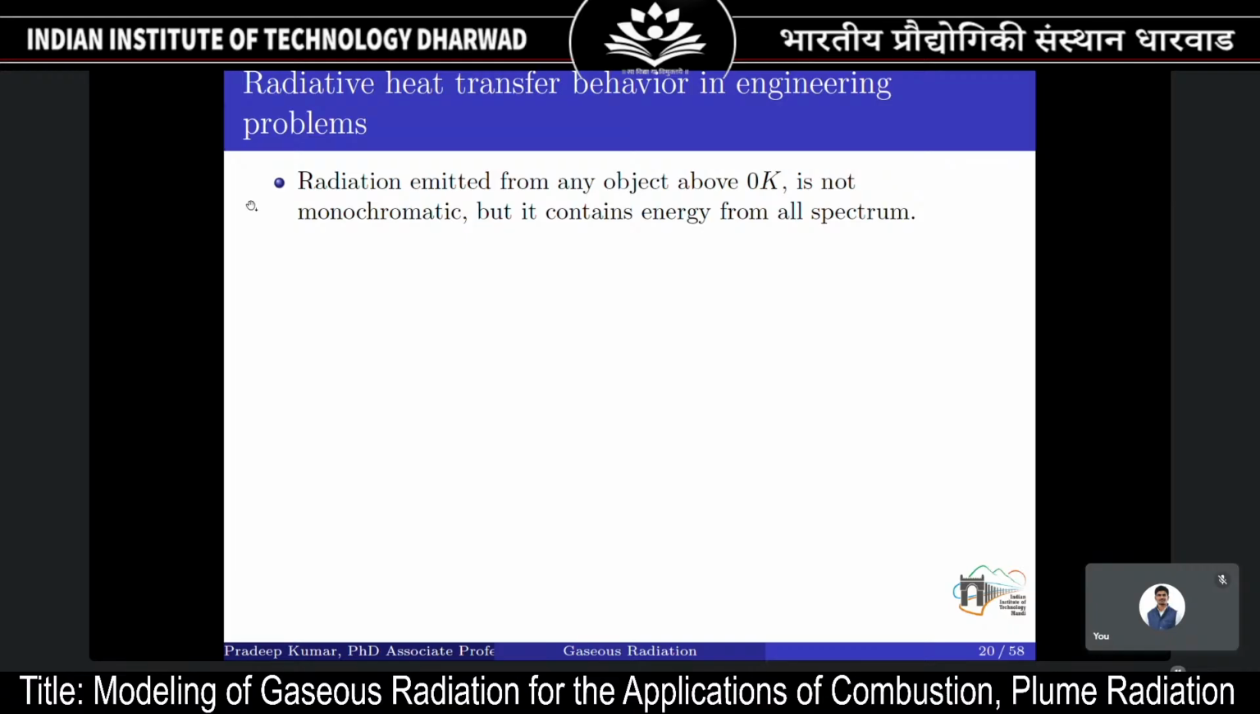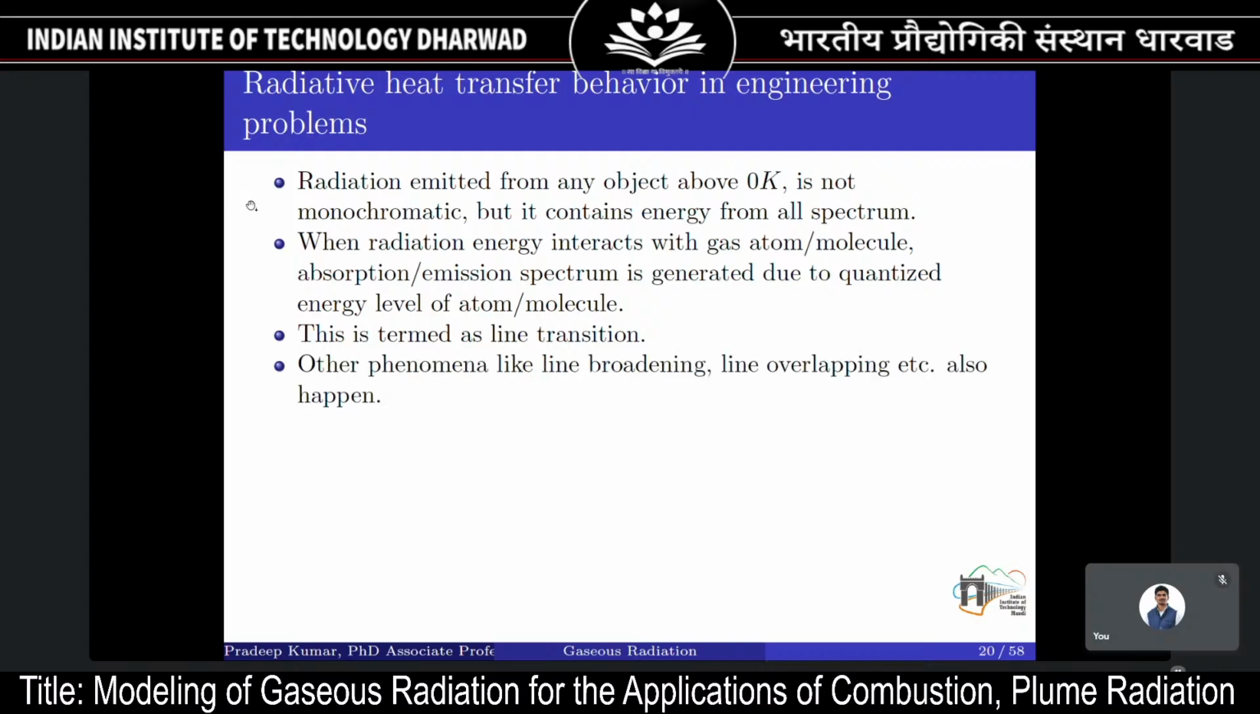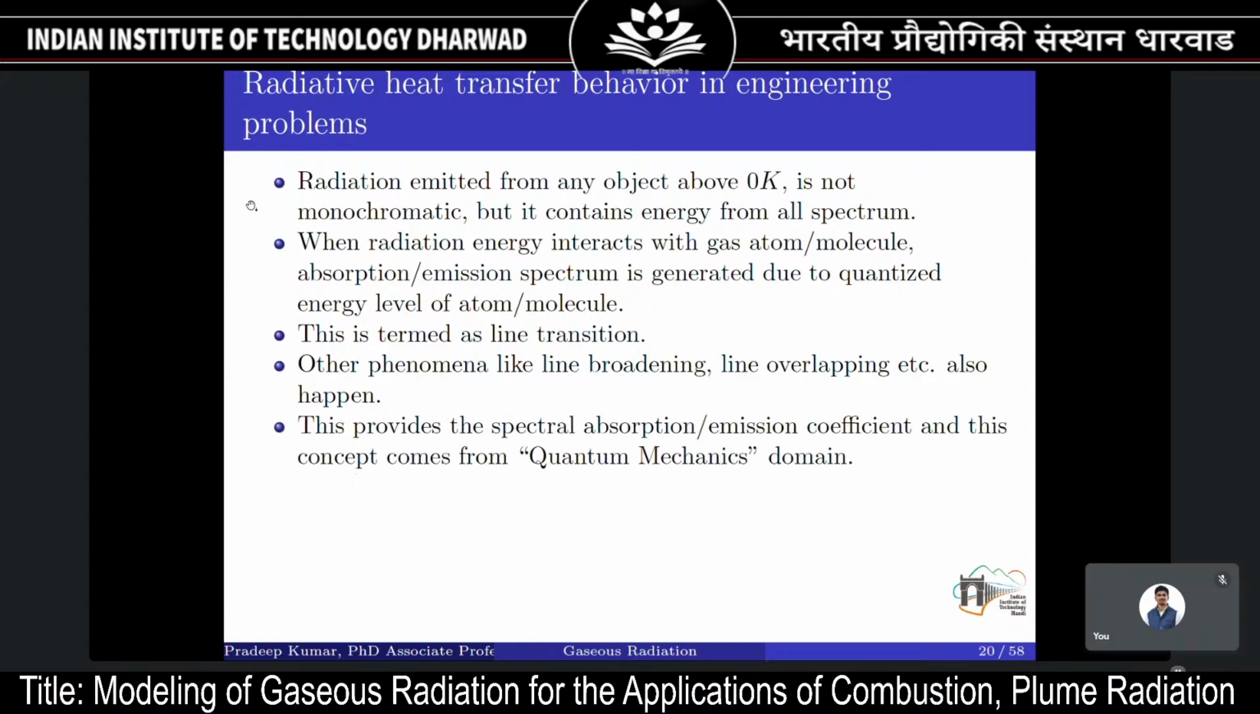system. Radiation emitted from any object above 0 Kelvin is not monochromatic. It contains energy from all of the spectrum. When radiation energy interacts with a gas atom or molecule, an absorption and emission spectrum is generated due to the quantized energy levels of the molecule, and this is called line transition. Other phenomena like broadening, line overlapping, etc. also happen.